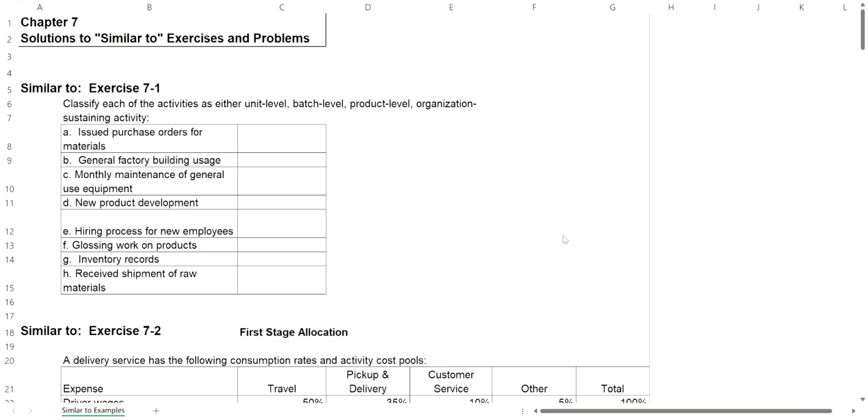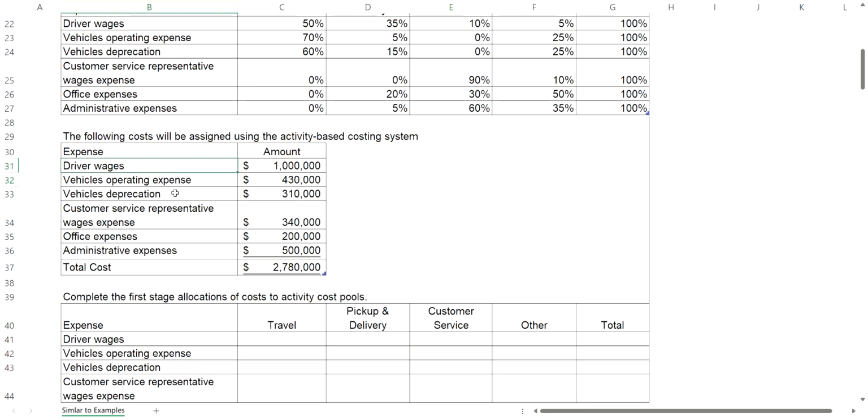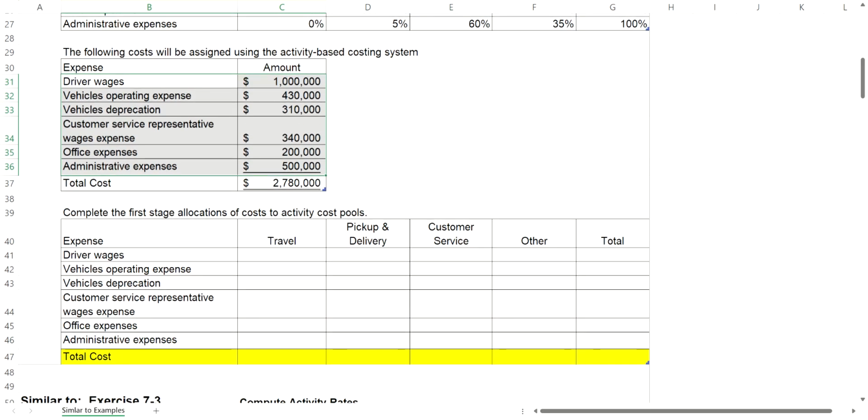But what we're going to move on to in the next two exercises is the first stage allocation. And then we're going to get into the second stage allocation. Okay, so let's start with first stage allocation. We're going to get an activity rate for each of our activities, with expenses from driver wages all the way through administrative expenses. Our activities will be travel, pickup and delivery, customer service, and other. So we have 4 different activities and the percentage of the costs that go to each of those activities. And then we're given the amount of each of the expenses here.